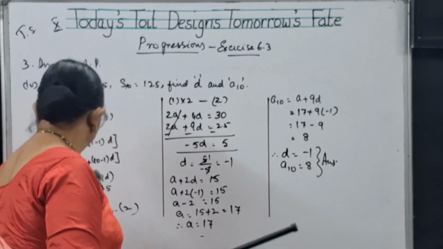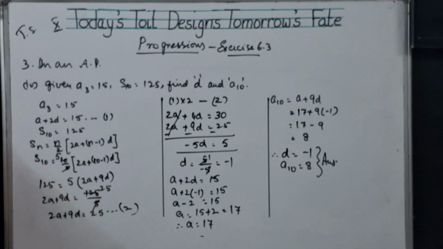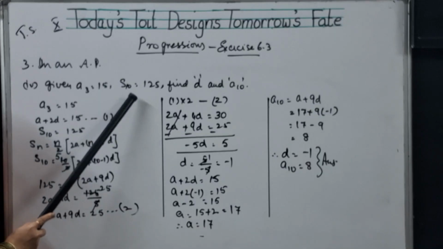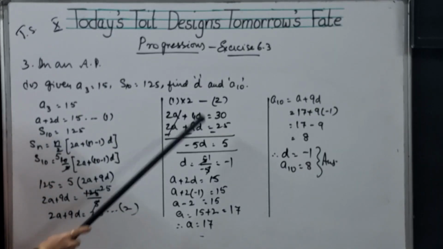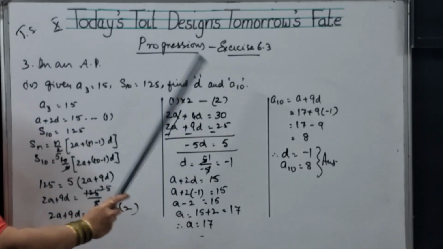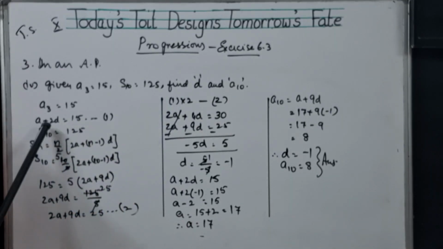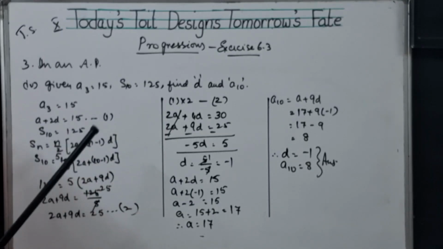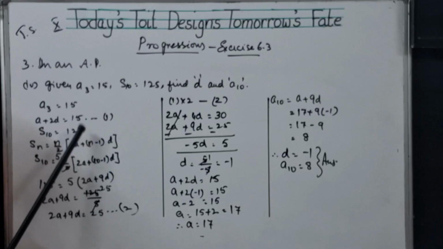So let me explain you once again. Here in this problem, they have given a3 value 15, S10 value 125. You need to find out d and a10. So a3 is 15, a plus 2d is 15. What is a or what is d? Did they give? They have not given anything. So we cannot continue with this equation. So consider it as the first equation. Next they have given S10 is 125.